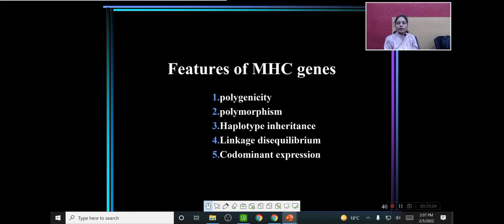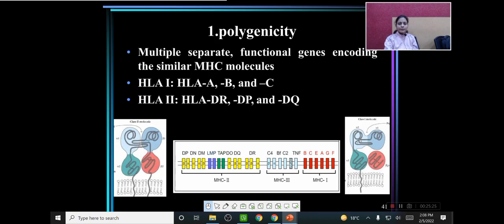Now, there are features of the MHC gene. First is polygenicity, second is polymorphism, third is haplotype inheritance, fourth is linkage disequilibrium, and fifth is codominant expression. These five are the features of the MHC. So, we will discuss them individually. First is polygenicity.